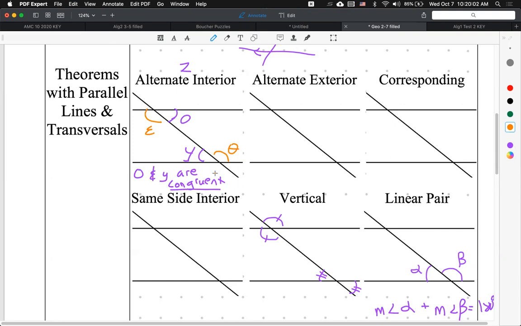Are you saying beta or delta? Beta. Theta. Oh, okay.